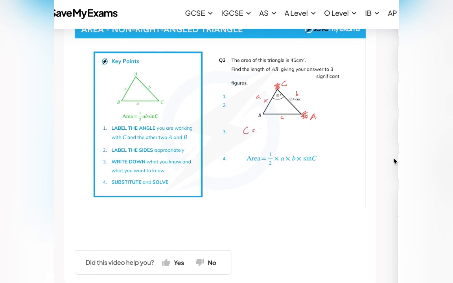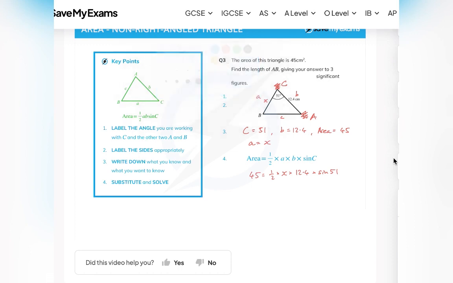Well, what do we know? We know that big C is 51. We know that little b is 12.4, and we know the area. The area is 45 square centimetres. What are we trying to find? Well, we're trying to find little a, which I have called x. Put the numbers in the formula. Here's the formula. 45 is equal to a half times x times 12.4 times sine 51.